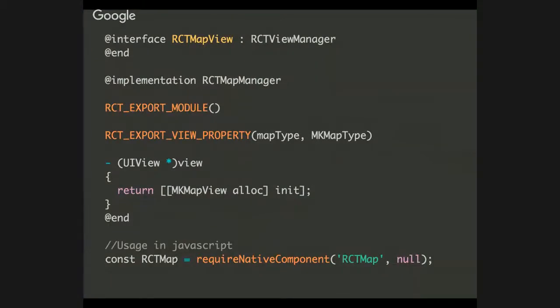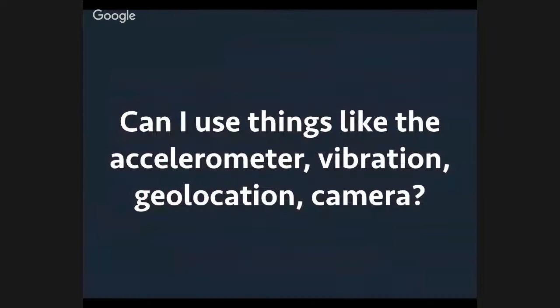I can't quite read that, but this is a very simplistic example of some Objective-C code that you would write to bridge a view. React Native was designed with the idea of escape hatches in mind. There are no perfect abstractions. React Native acknowledges that, and when you need to break out, you can write some native code and then create an interface to access that from JavaScript. This is just a simple map view. Don't worry about it. It's in the documentation if you want to learn more.